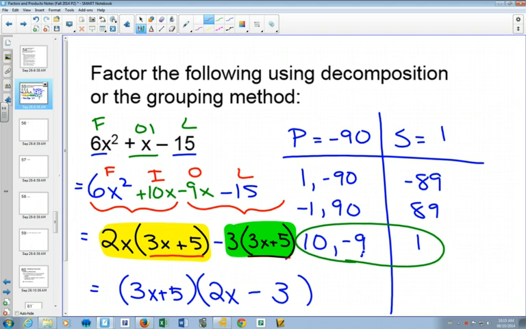And when you have something like this with no common factor to take out, there will always be only two numbers that work out to the product and work out to the sum, if it's possible to factor.